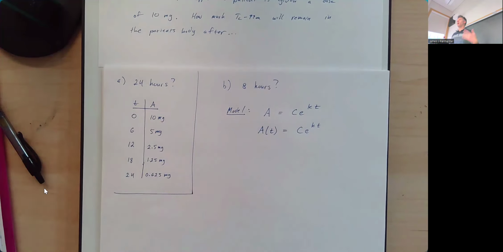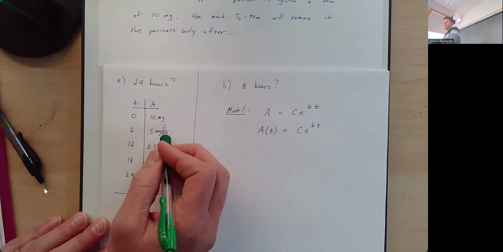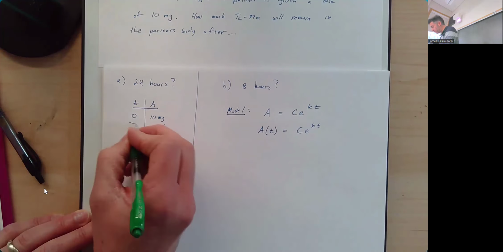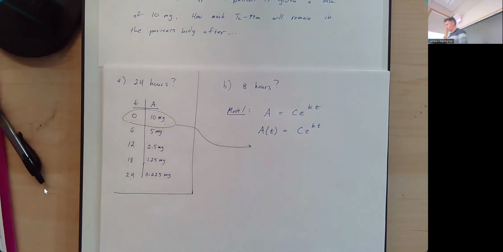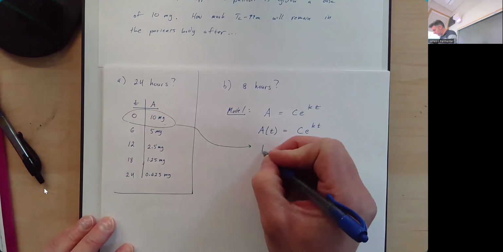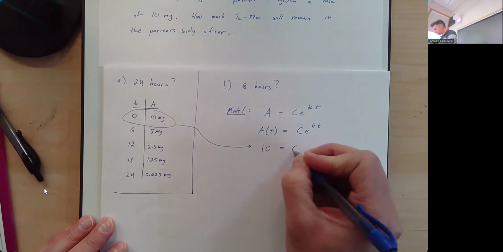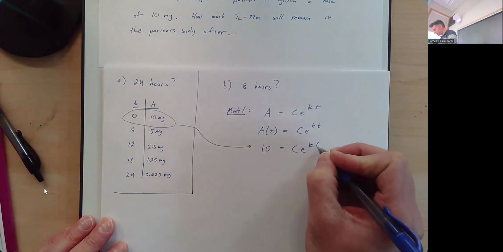Sometimes it won't be obvious what the data points are, but our initial data point is that at time 0, the amount is 10 milligrams. I'm going to take that and plug it into my model. So the amount should be 10 and the time should be 0.